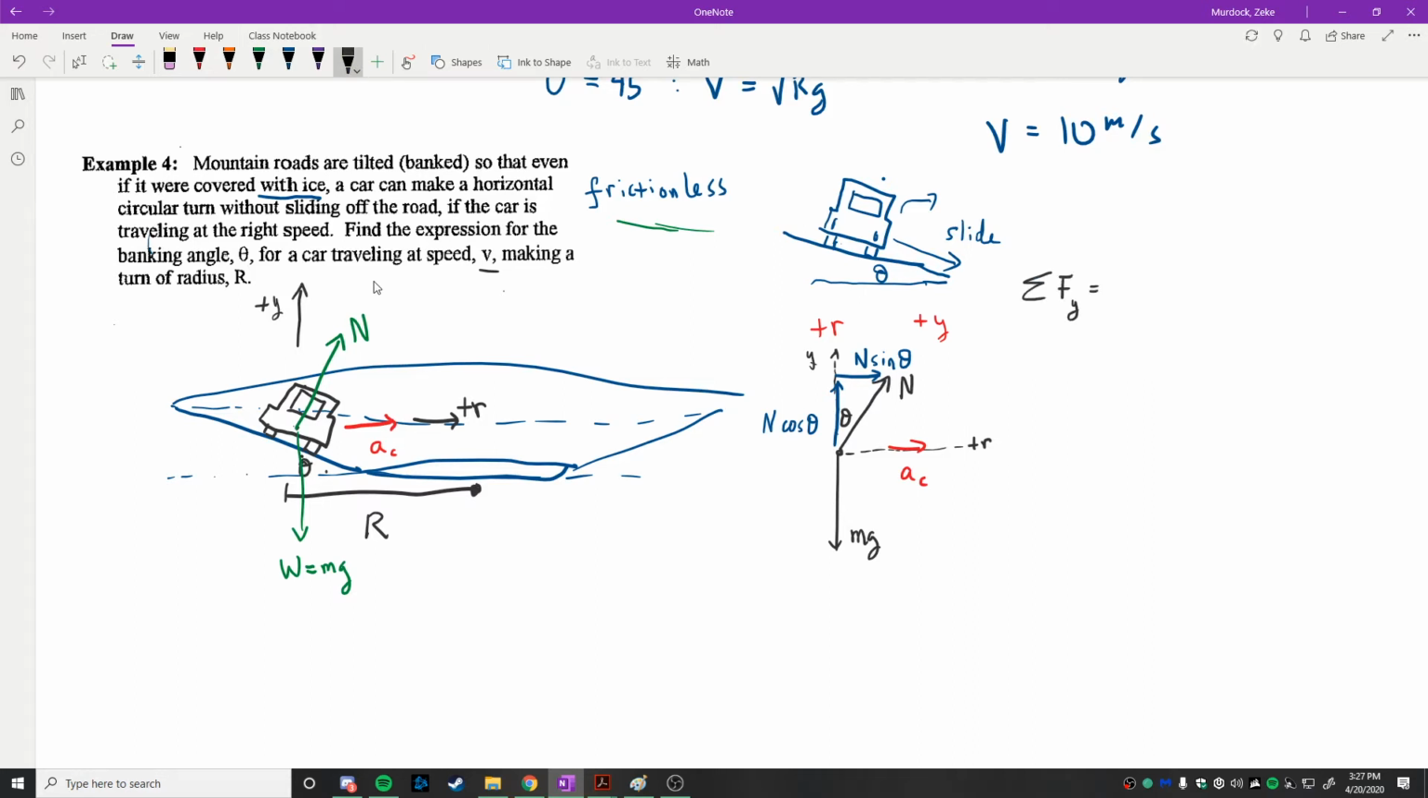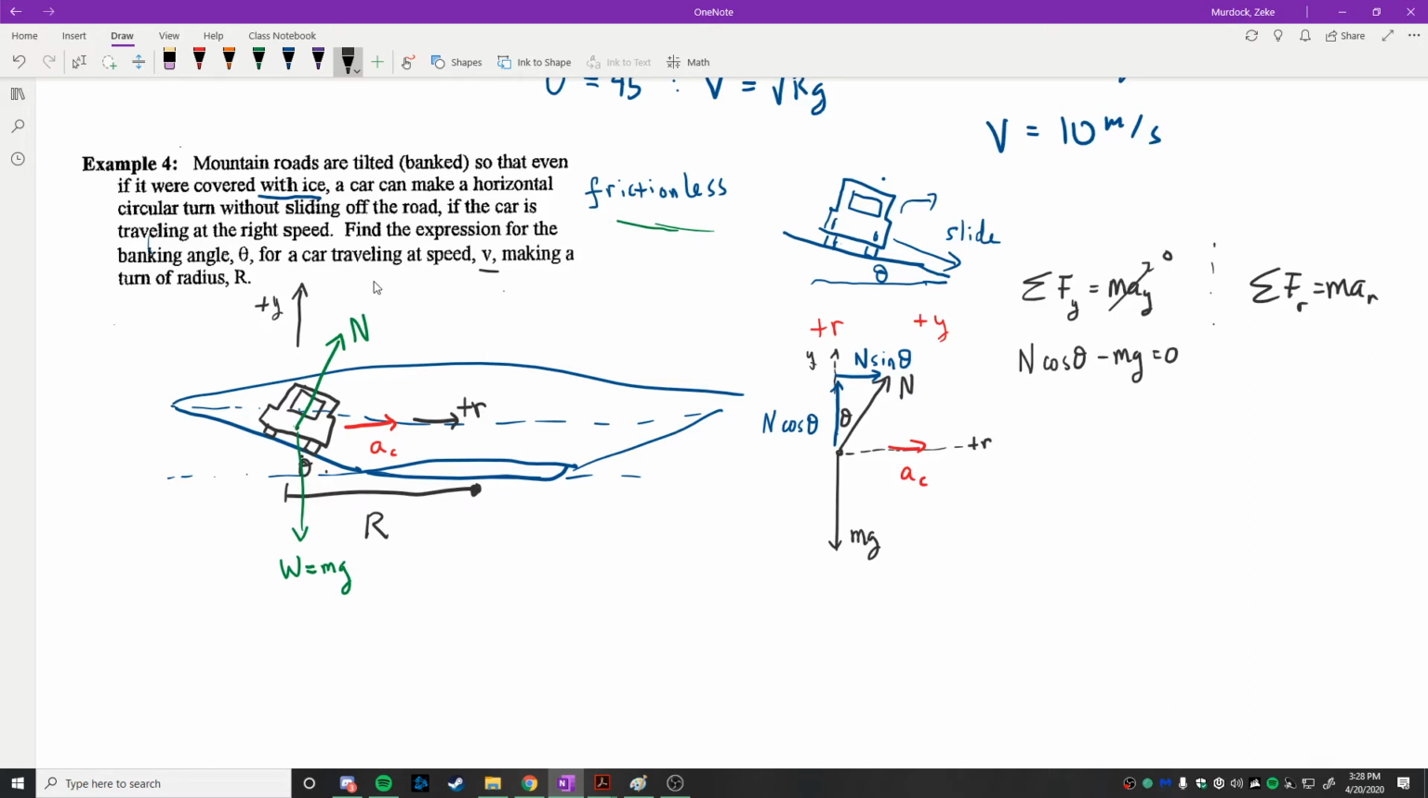Net force in the y direction in this case is going to be equal to m a_y. And then net force in the radial direction is going to be equal to m times the acceleration in the radial direction. In the y direction, its y coordinate is going to stay constant as it moves along this path, so this is going to be 0. It's not going to slide up or down. So in the y direction, we end up having just n cos theta minus mg is equal to 0.